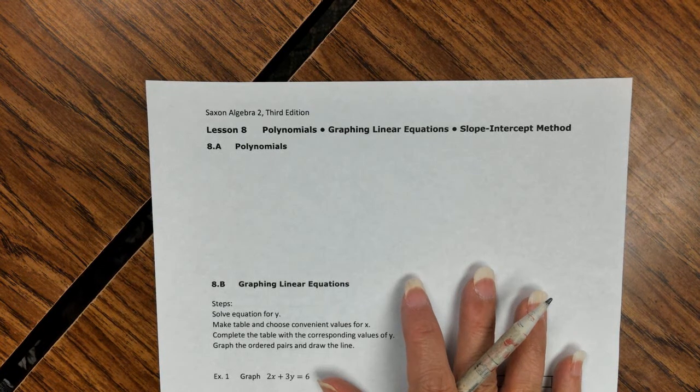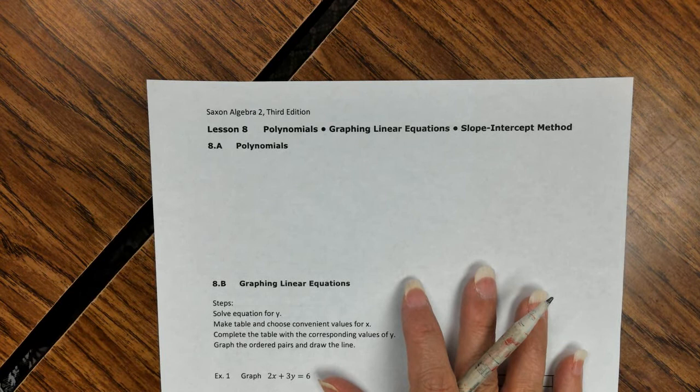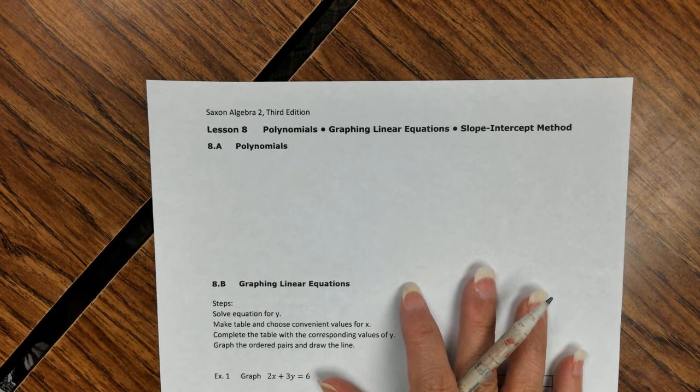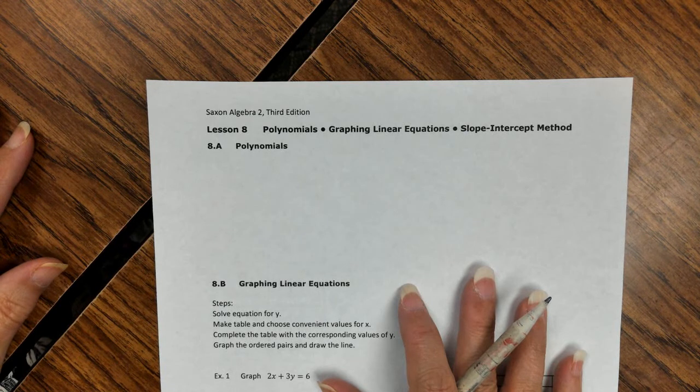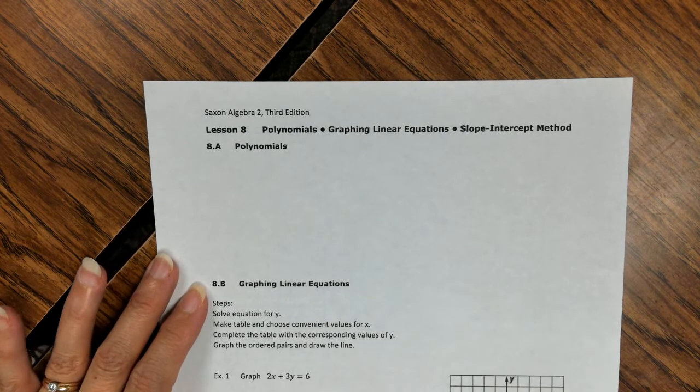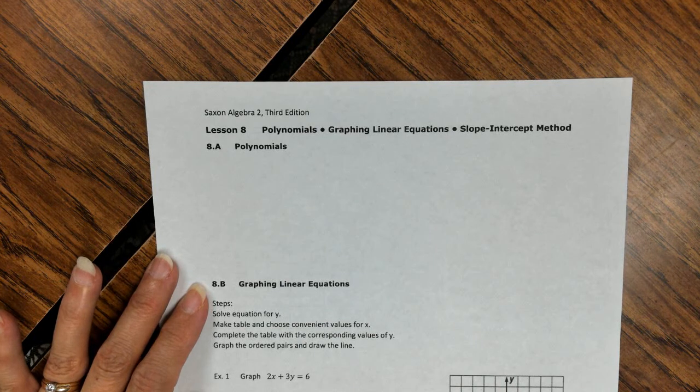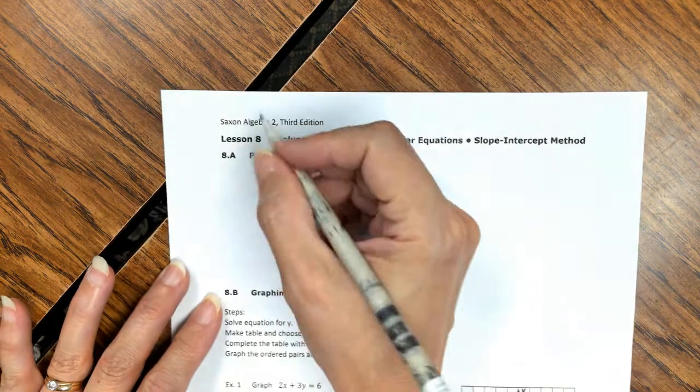Okay, Algebra 2, Lesson 8. Part A is polynomials. A polynomial is just a simple algebraic expression, and we'll just do some examples. There are different kinds of them, just depending on how many terms there are.